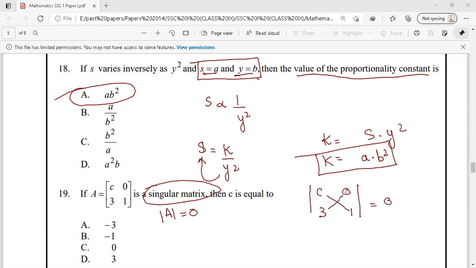Cross multiply these elements. C multiplied by 1 minus 3 multiplied by 0 should be equal to 0 because this matrix is a singular matrix. So C times 1 is C, and 3 times 0 is 0. So the value of C would become 0. So for the value of C as 0, this matrix would become a singular matrix. So the correct answer is option C.